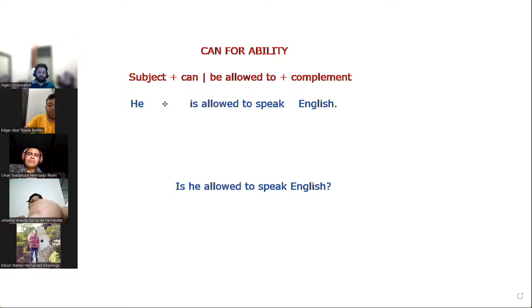All right. So, si el modal can es confuso porque se oye como que estás hablando de una habilidad, entonces tenés que usar be allowed to. Porque es la única forma que no se escuche confuso. Got it? All right?